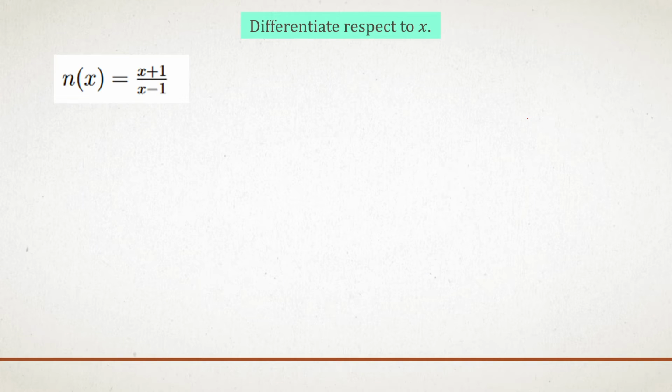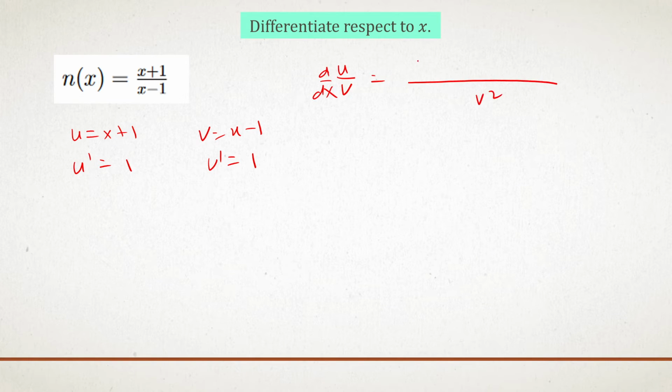Now, this question, x plus 1 over x minus 1, no need to think much. My u is x plus 1. My v is x minus 1. So u prime equals 1. V prime equals 1. So I'm going to use the formula for the differentiation of u over v: vu prime minus uv prime, over v squared.